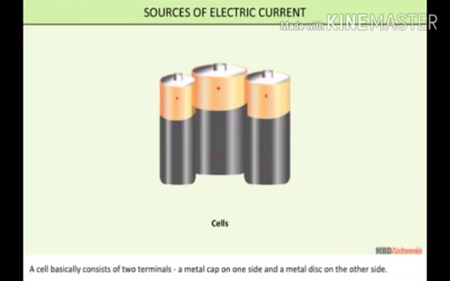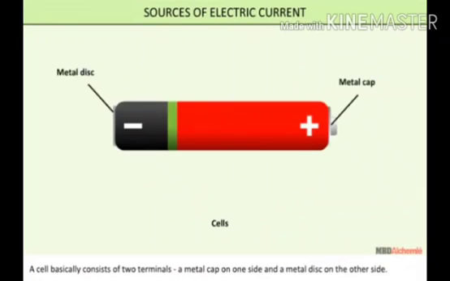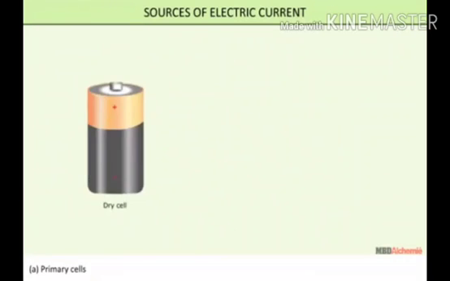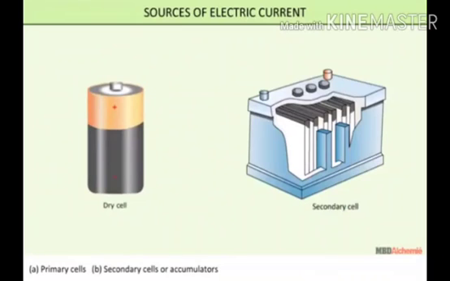A cell basically consists of two terminals, a metal cap on one side and a metal disc on the other side. The metal cap is the positive terminal and the metal disc works as the negative terminal. The chemicals stored in the cell produce electricity. Cells are of two kinds: primary cells and secondary cells or accumulators.